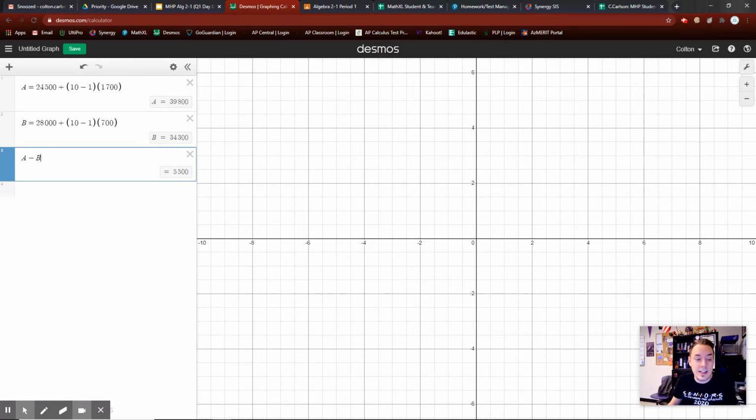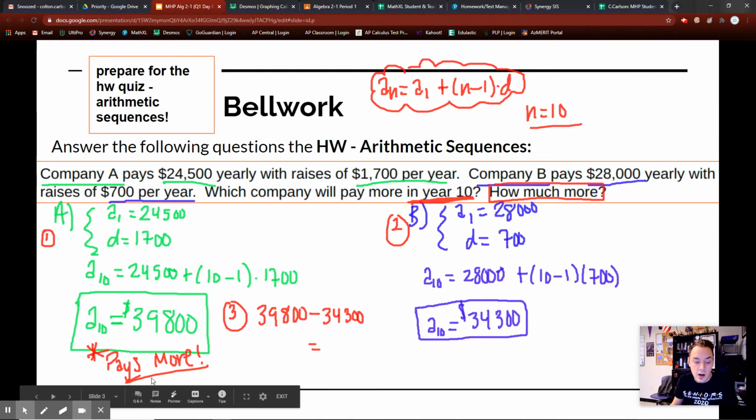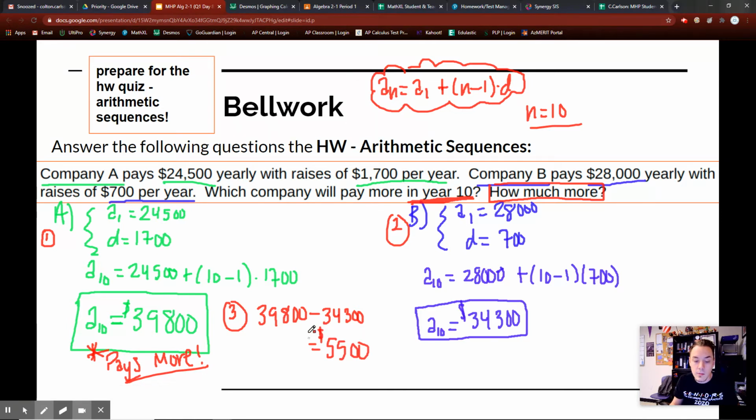So it literally takes the 39,800, what I got for A, minus the 34,300, what I got for B. It takes that, subtracts them because that's what I did here, and then it actually gives me what it is, which in this case is 5,500. So my answer is $5,500 more.